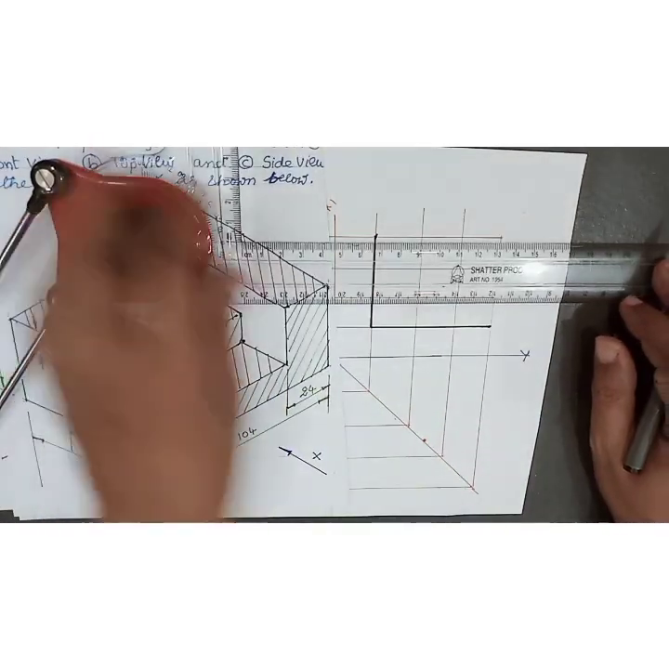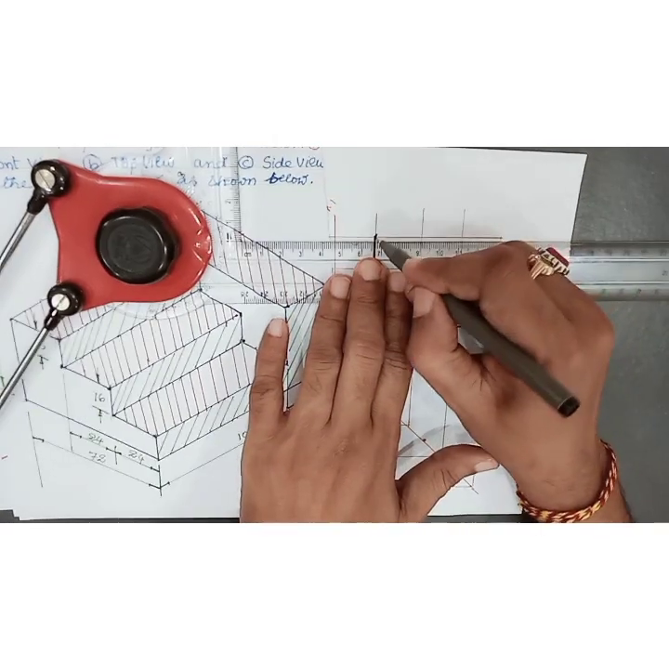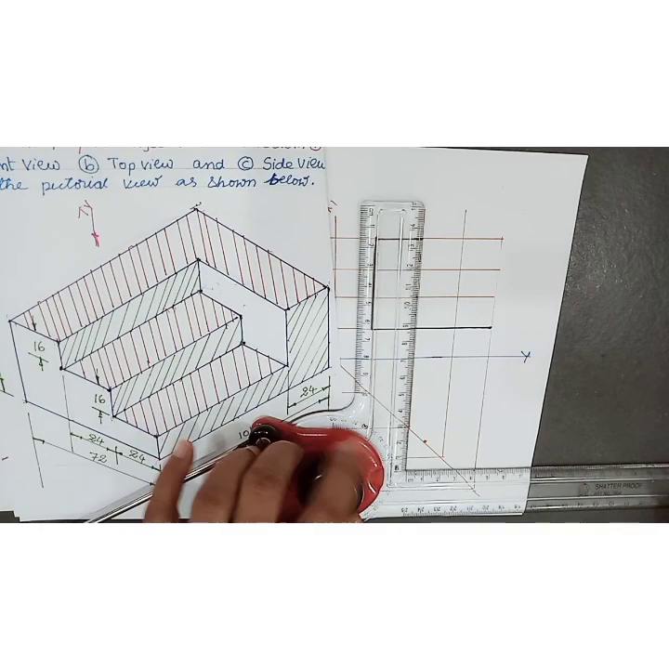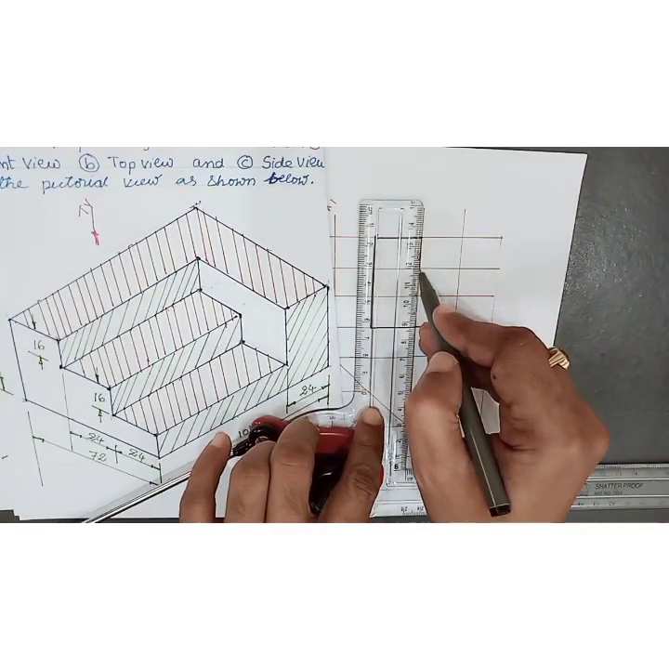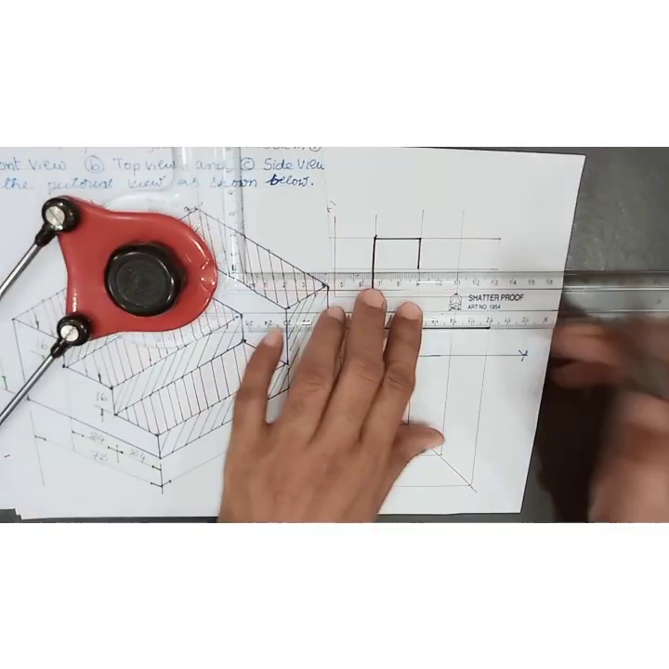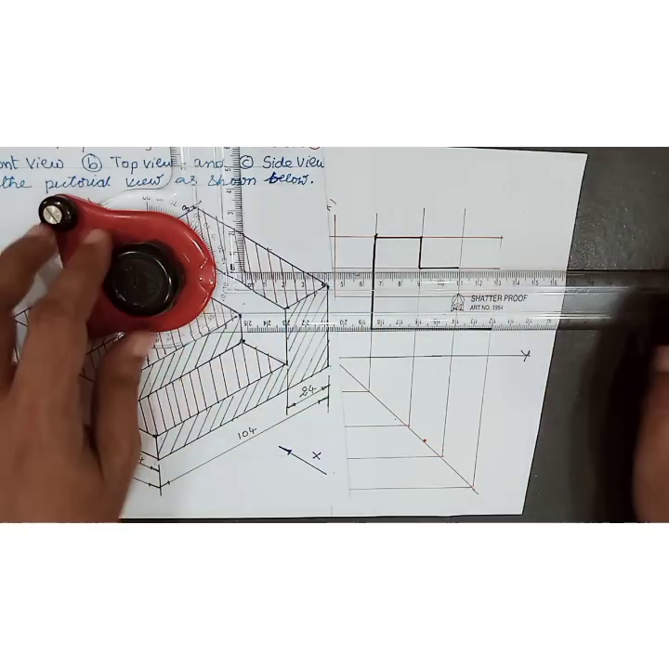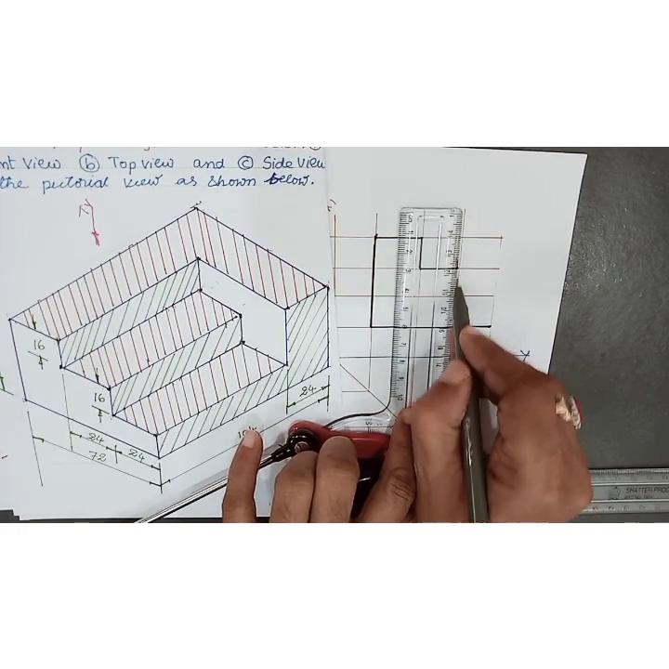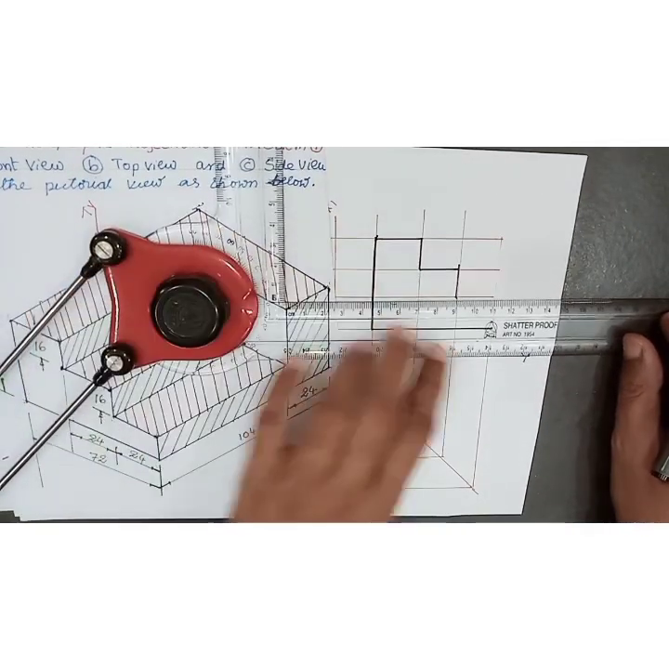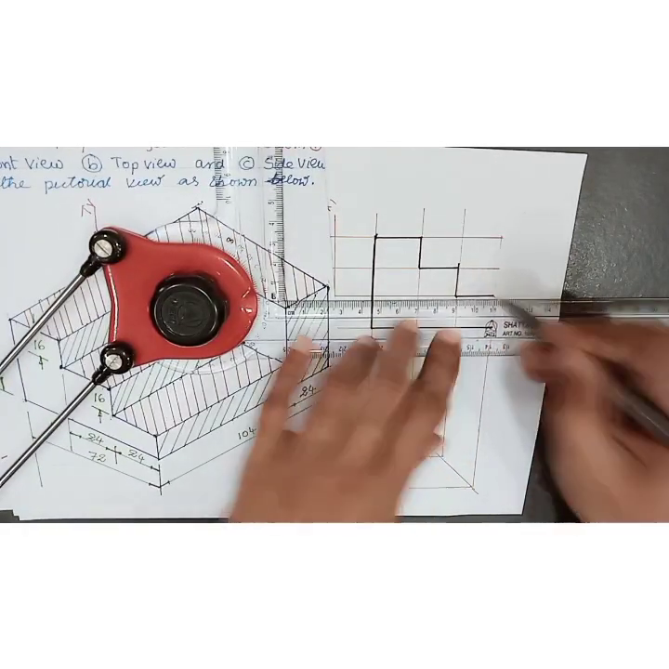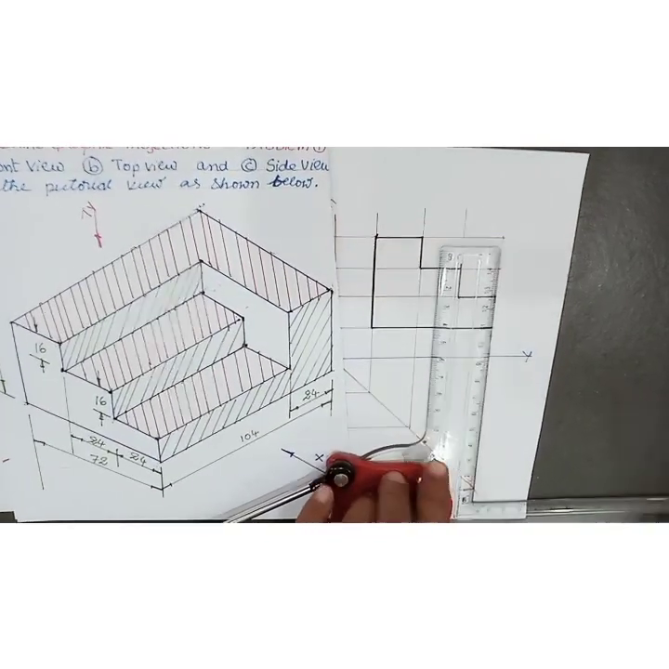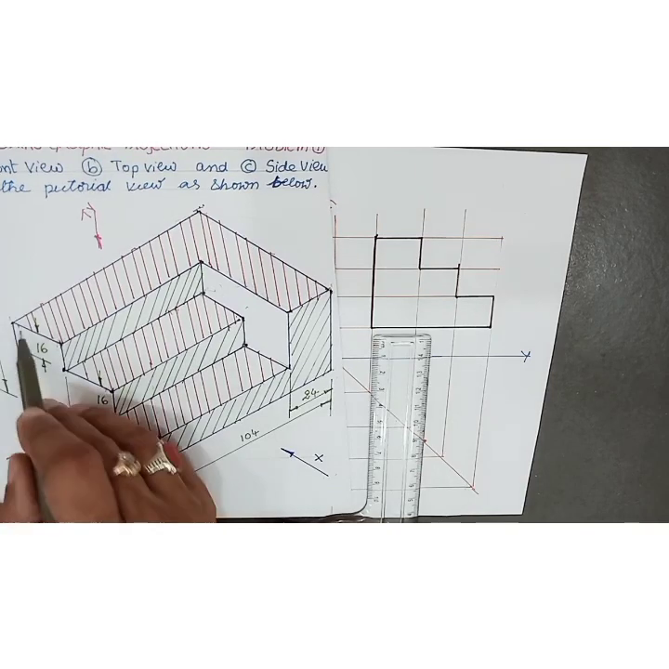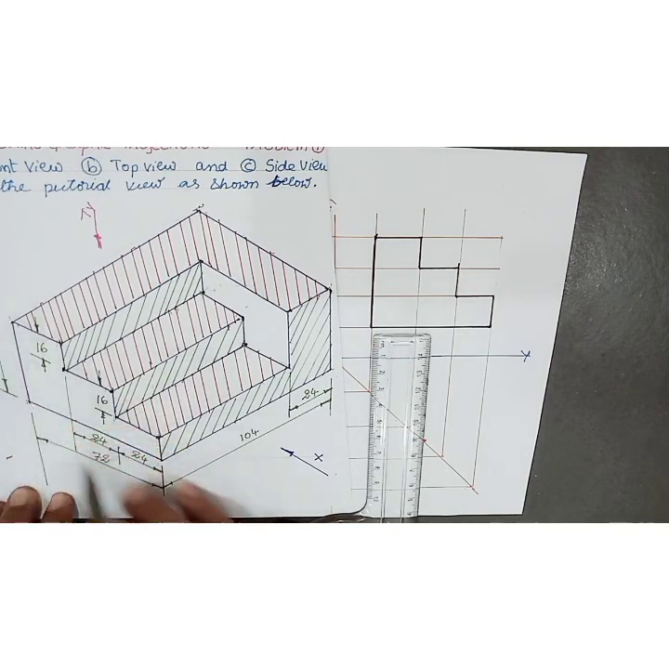Then again breadth is 24, height as 16 down, breadth 24 right, 16 down, breadth 24 right, 16 down. Then drawing this non-shaded region is over.